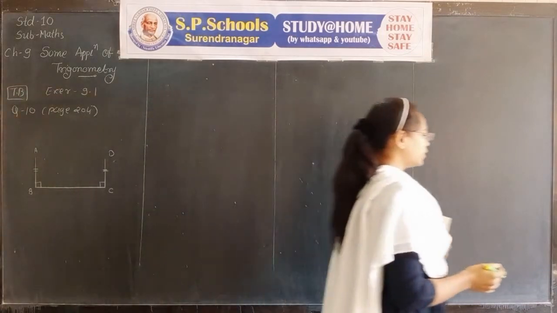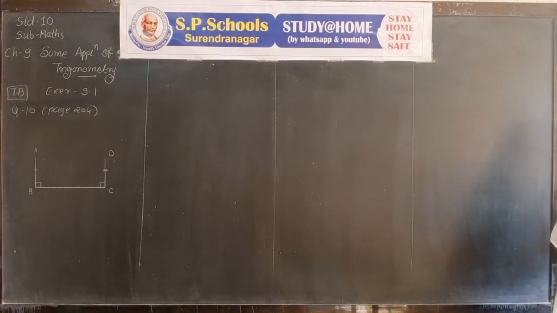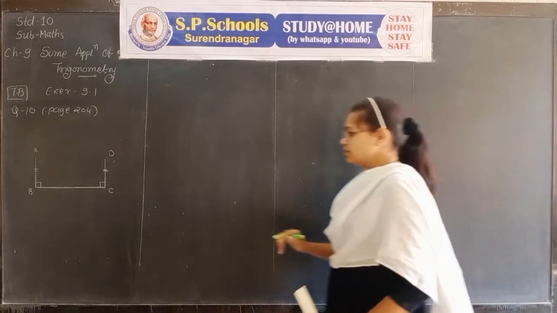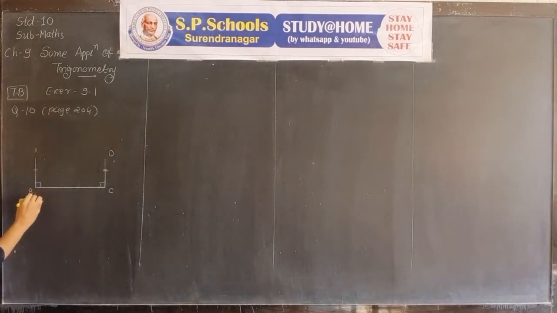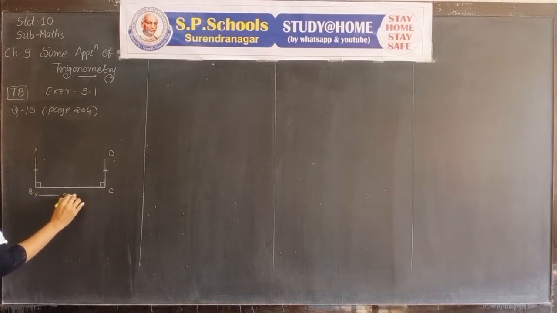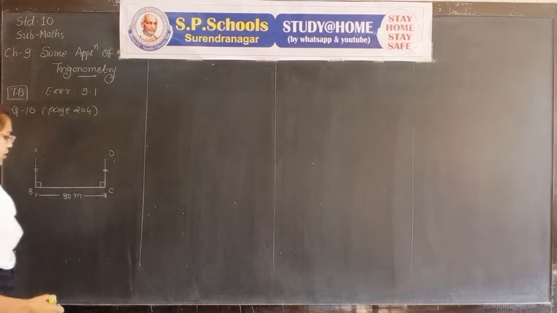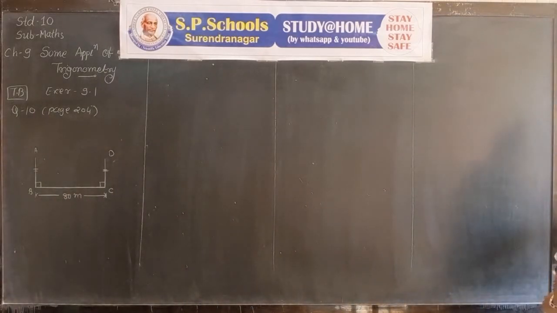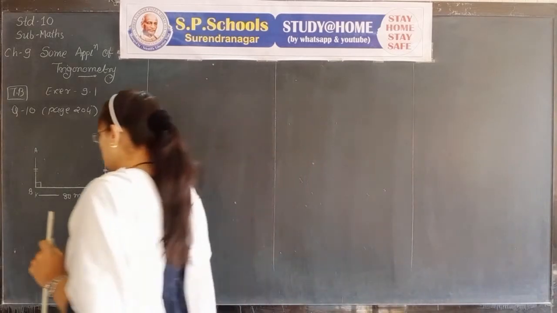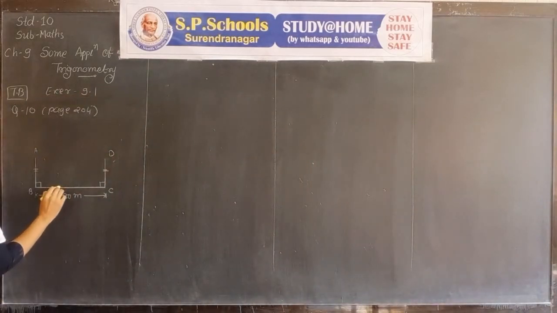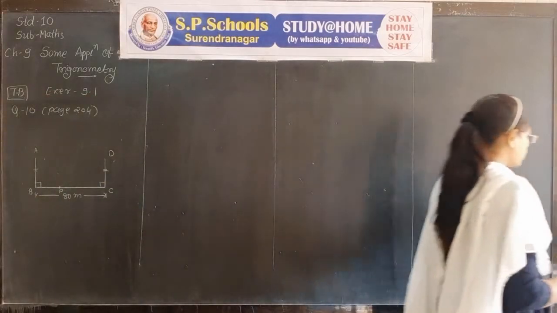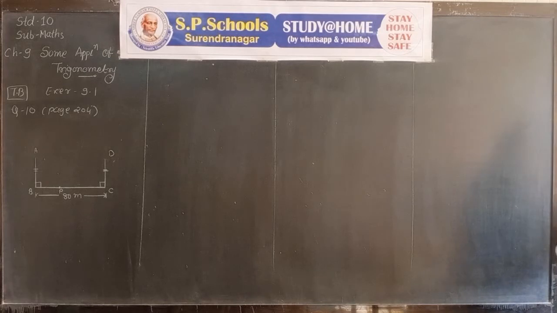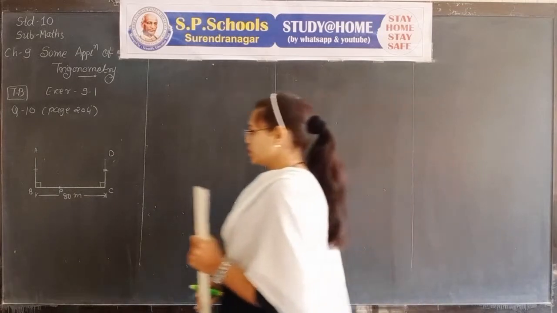The width of road is given in the question, which is 80 meter, so the distance between B to C is 80 meter. Now next thing is that from a point between them on a road, between them means not in the middle. Suppose point P is here. From this point we need to see the tops of the poles. The angles of elevation of the top of the poles are 60 degree and 30 degree.